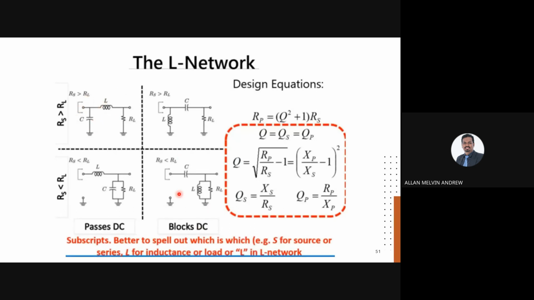Okay, so if you want your circuit to block the direct current and Rs is less than RL, then you use this setup. If you want your circuit to block the direct current but Rs is more than RL, then you use this setup. So you need to determine based on this image, the quadrants that are given.